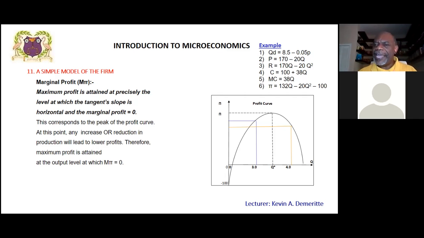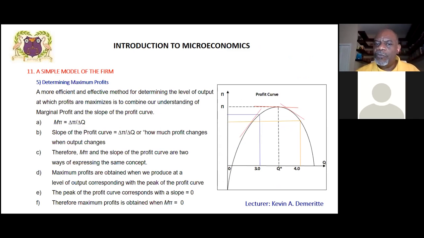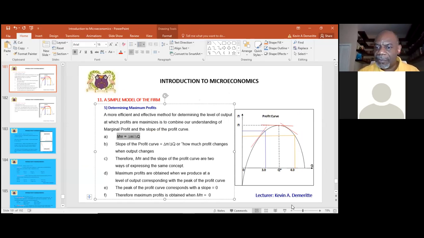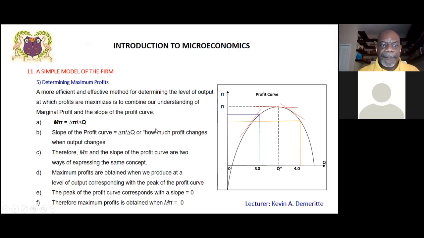Now, we have a term that we've learned for when profit changes when output changes. That's what we call marginal profit. This is what we have here. Marginal profit is how much profit changes when output changes. Marginal profit is exactly what we're talking about.